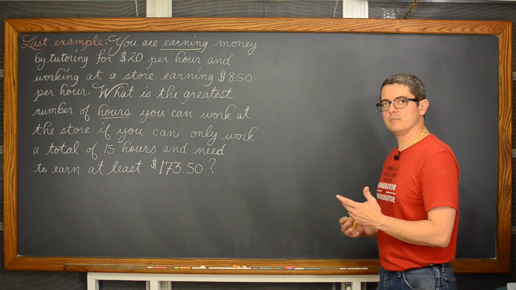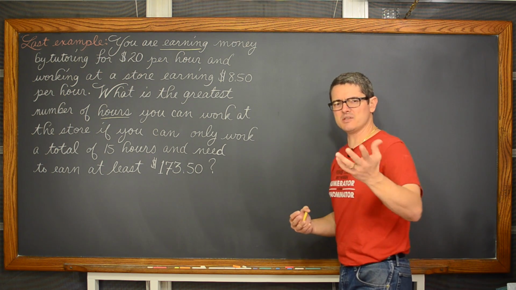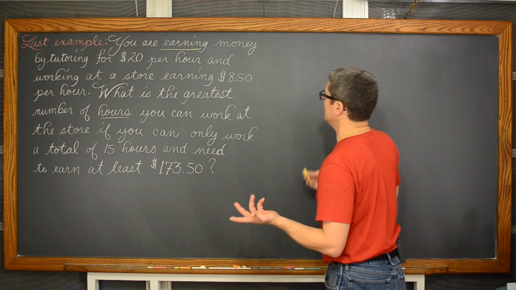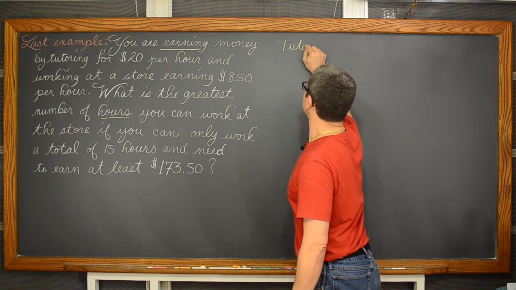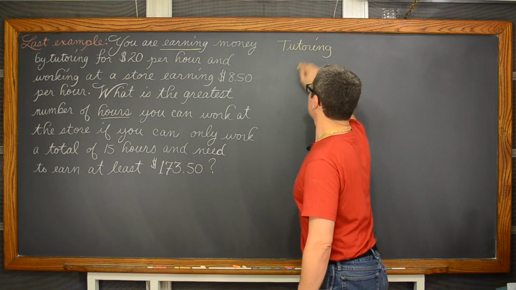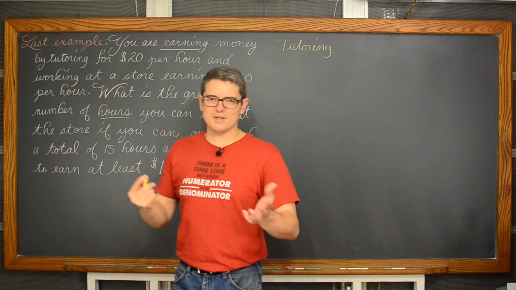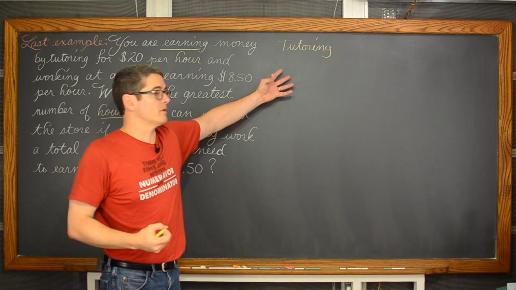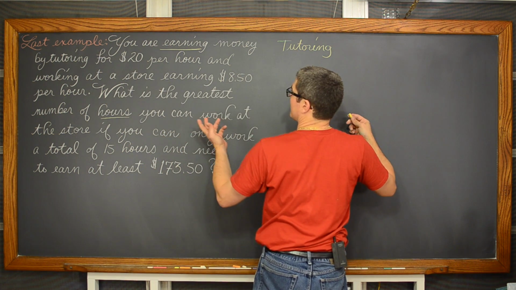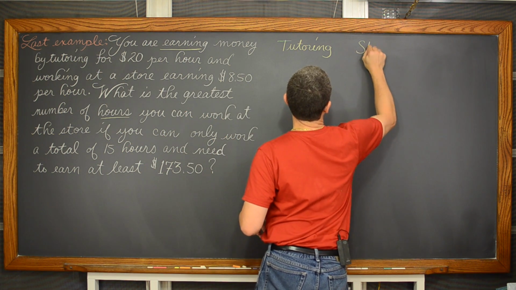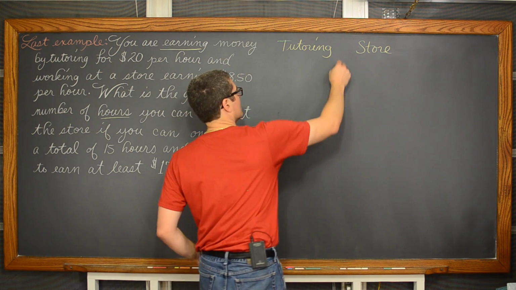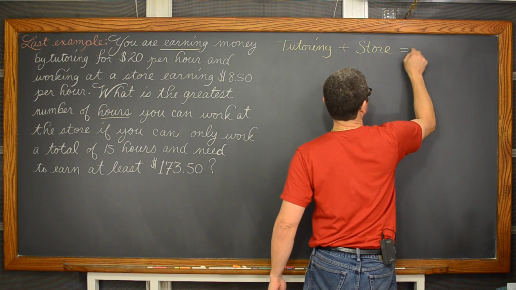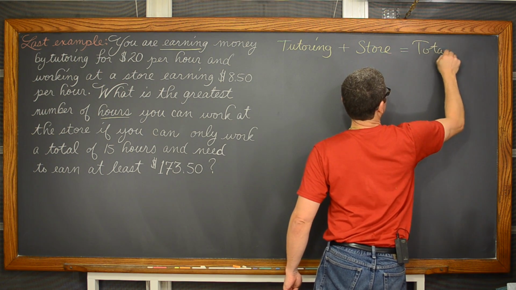What's making up our earnings? Setting up equations and inequalities is not easy. Well, we have some money coming in from tutoring. I'm not even trying to think of a formula, it's just what's going on. I have money coming in from tutoring. I have money coming in from my store job, my regular job. And together they're making up my total income, my total pay.